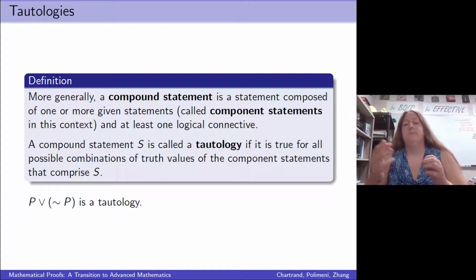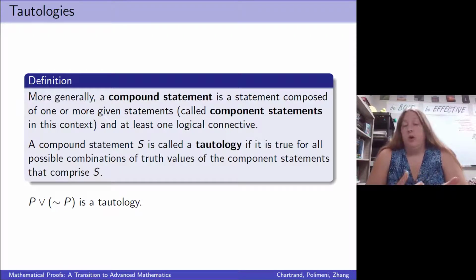All of the statements that go into this are called component statements. An example with just a single statement is down below. We have P or not P. Well, we said P has to be true or false, and not P has the opposite value. So that statement is always true.